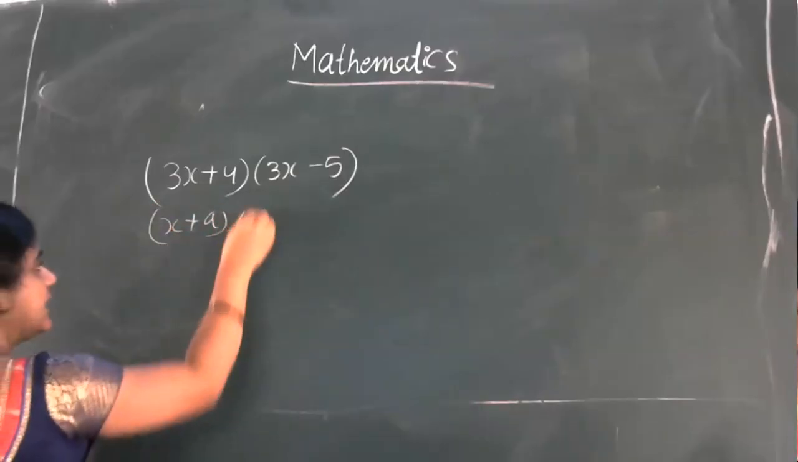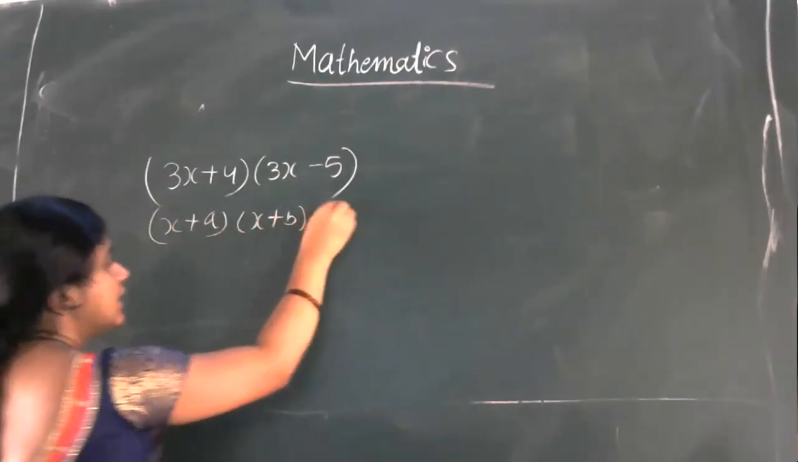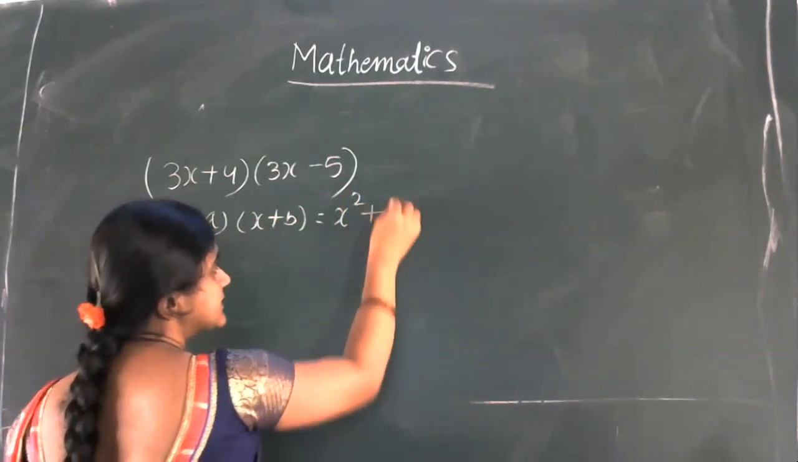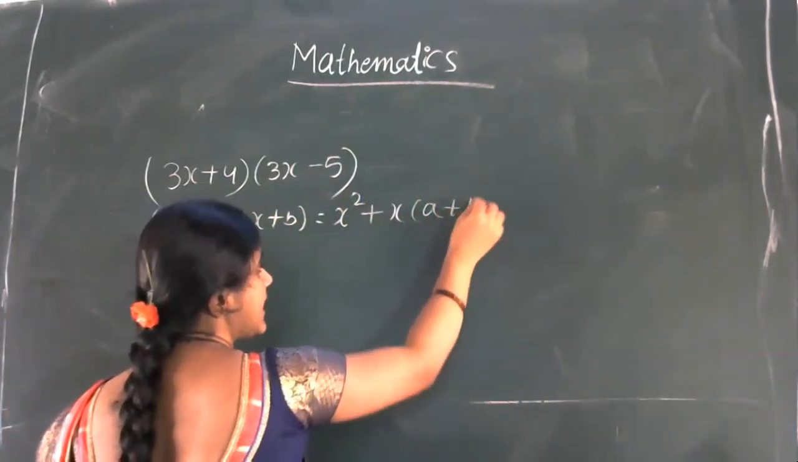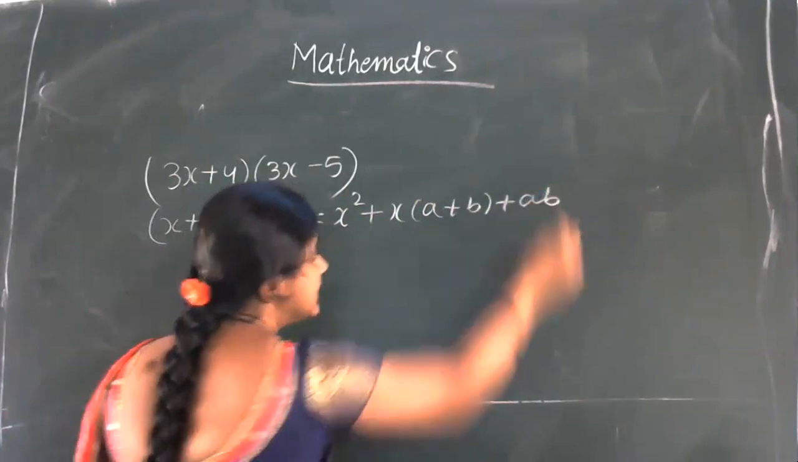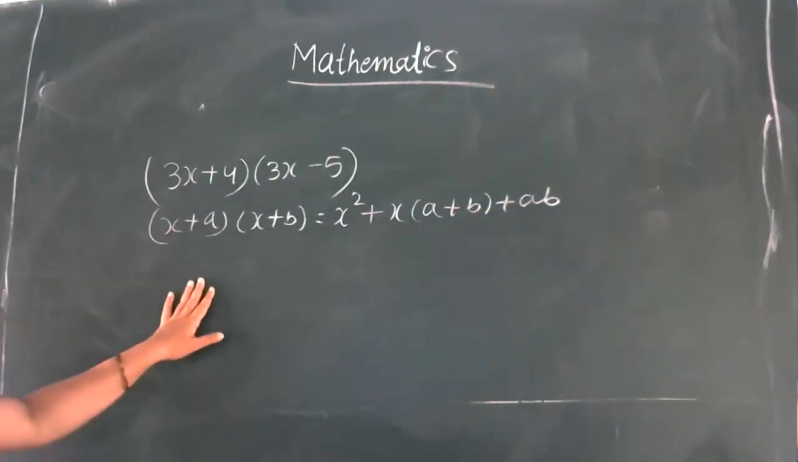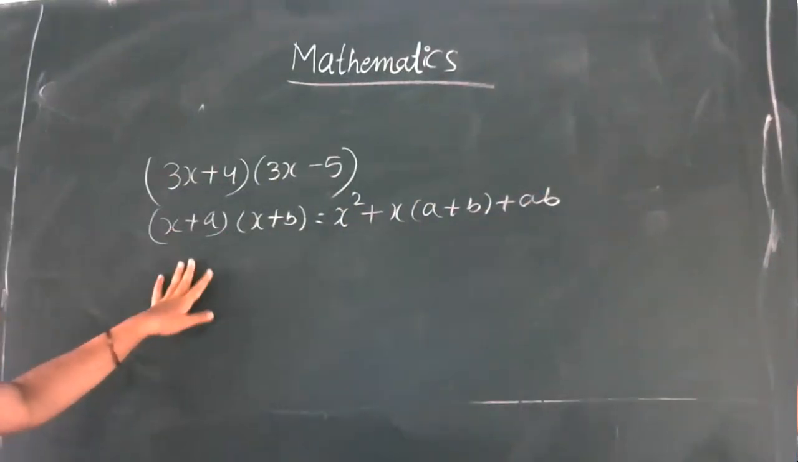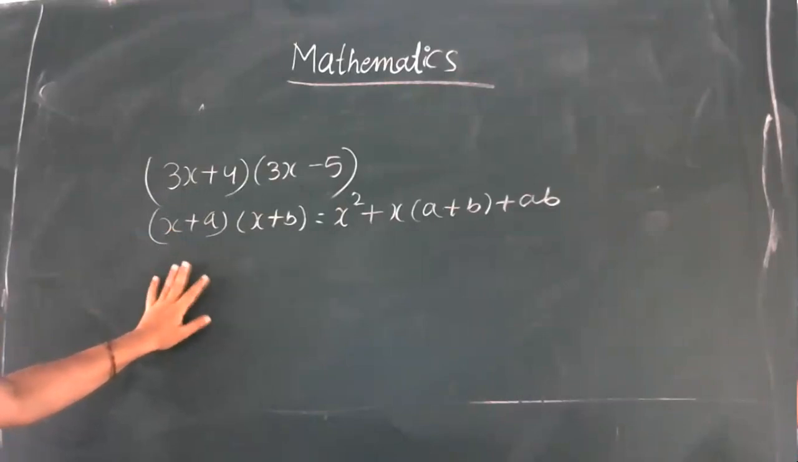Fourth identity only. Yes, the fourth identity: x plus a into x plus b is equal to x square plus x into (a plus b) plus ab. So here we have a difference. In the example problem, we didn't discuss this type of problem. That's why I want to recall this one.